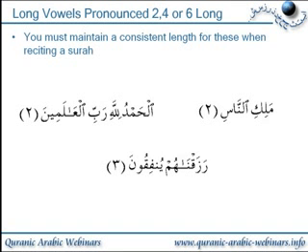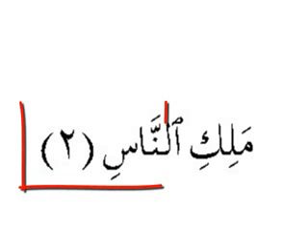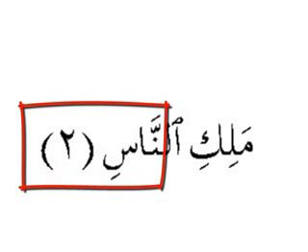Now, the option to pronounce the long vowel as 2, 4 or 6 long. Here we've got a few examples. First one is Malikin Nas. So what's happened here? We've got the long vowel Noon, fathah-alif, and then we've got the Seen with the kasrah.